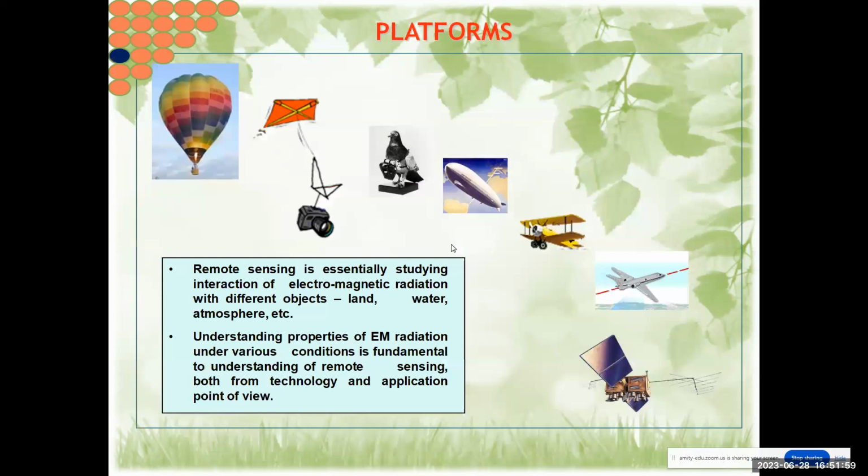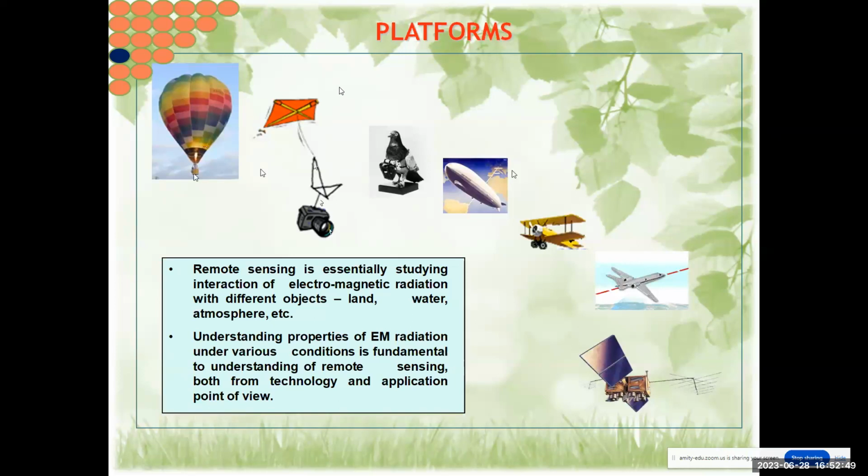In ancient times we didn't have any satellites, we didn't have any technology. Remote sensing is essentially studying the interaction of EMR with different objects. It may be land, water, and the atmosphere. So in ancient times we started our career in the field of space science with the balloon. On the balloon, we mounted a camera and took pictures from the atmosphere. After some time, we improved our technology and moved on to the kite. On the kite, we mounted a camera, flew the kite into the atmosphere and took pictures of the earth surface.